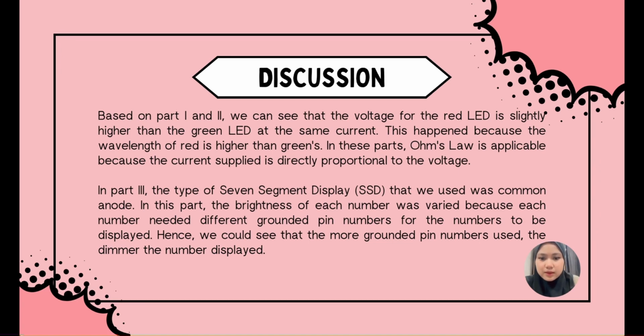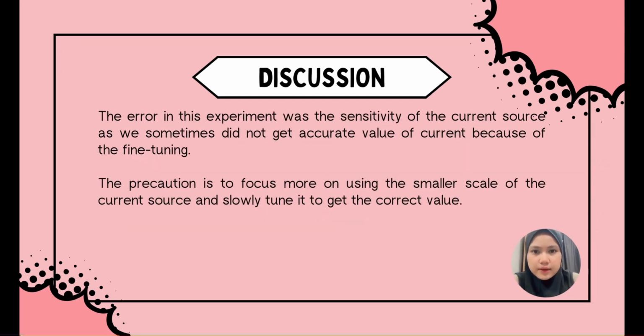And next, the error in this experiment was the sensitivity of the current source, as we sometimes did not get the accurate value of current because of the fine-tuning. The precaution to avoid this error is to focus on using the smaller scale of the current source and slowly tune it to get the correct value.